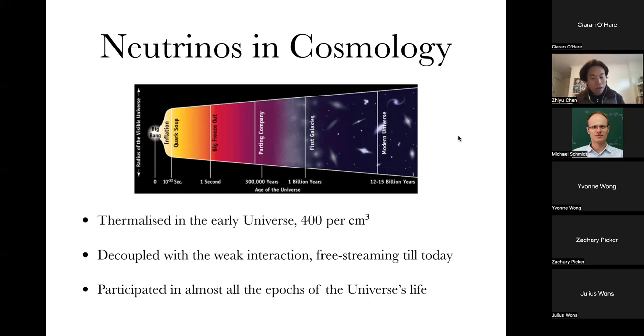So in this long life, they participate in almost every single epoch of the universe's evolution. In the formation of the CMB and then later in the formation of large-scale structure, the neutrinos would have had a big impact. And we can find these signatures in cosmological observables and learn a lot about what exactly the neutrino mass could be.